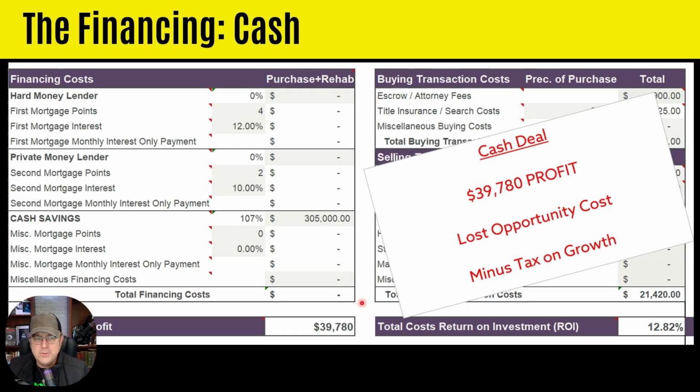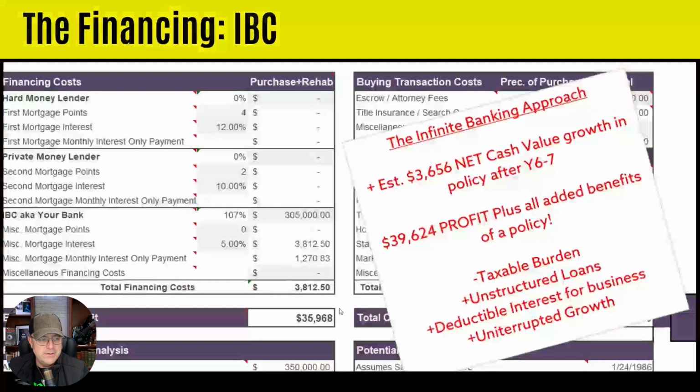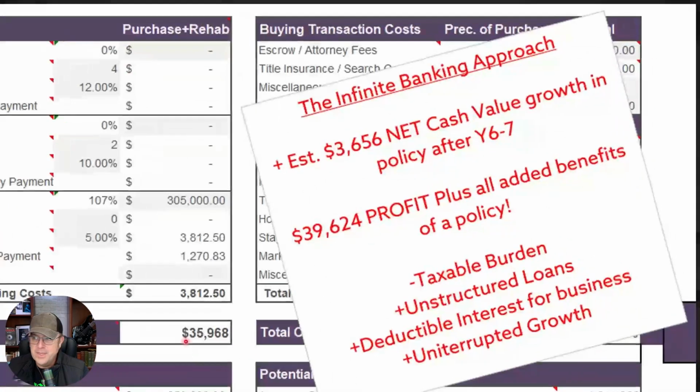But then we ask the question, what happens if we borrow that same amount against our policy instead of just paying cash for it? Well, if we borrow against our policy over here, you see the numbers. See the net profit actually dropped to 35 and change down here, 35 and change versus the 39 and change.